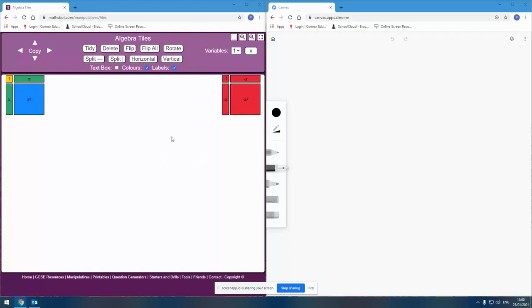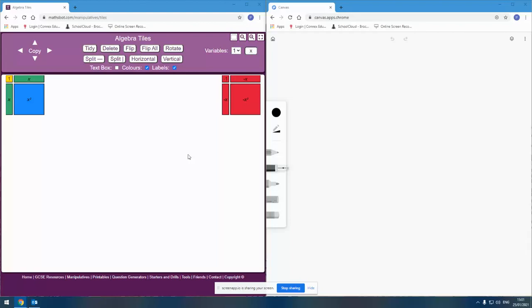I've got my algebra tiles here to help me because my model for factorization is the same with algebra as it is with numbers. And if you've not looked at the video on factorizing with numbers, or perhaps even prime factorization, then that might be a good place to start.